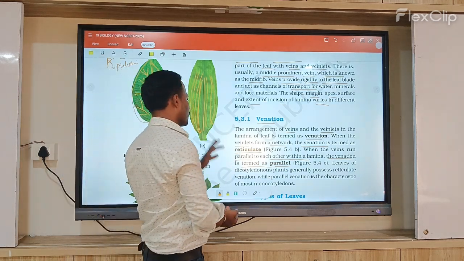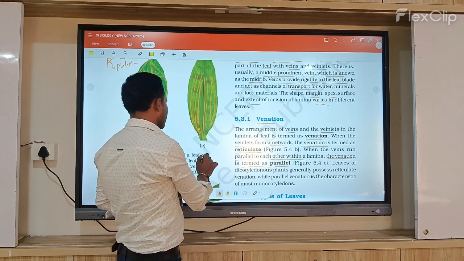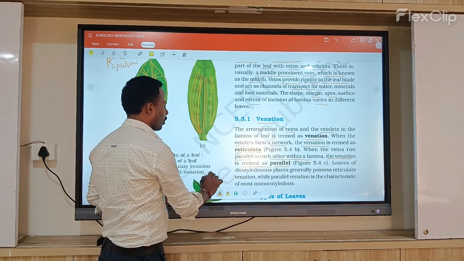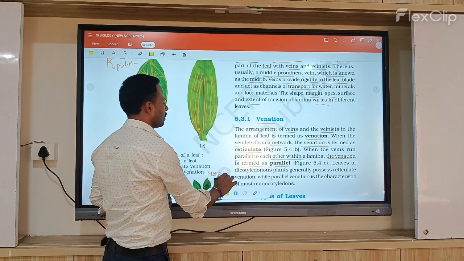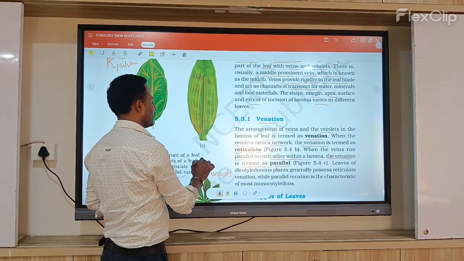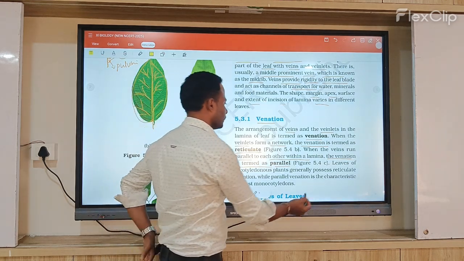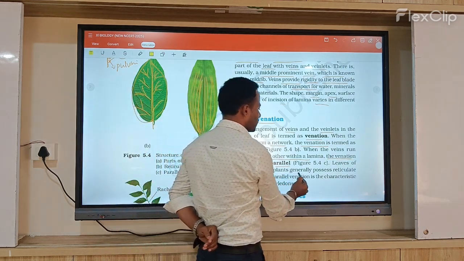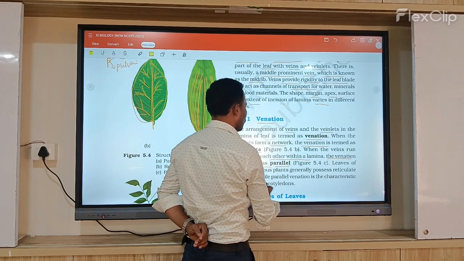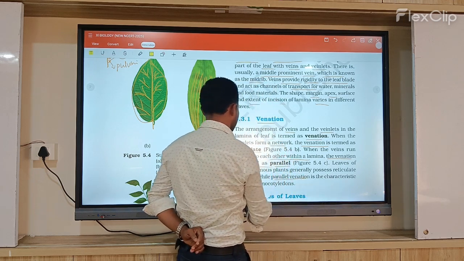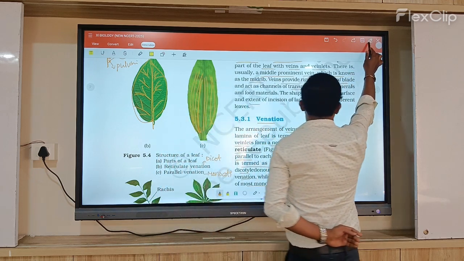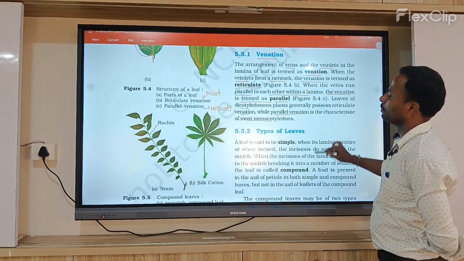Parallel venation is noticed only in monocots. Reticulate venation is noticed in dicot plants. Here the leaves of dicotyledonous plants generally possess reticulate venation, while parallel venation is characteristic of most monocotyledonous plants. That is in monocotyledonous plants.